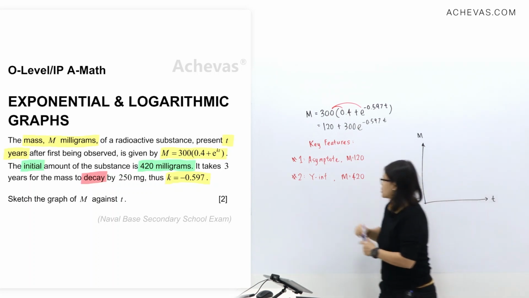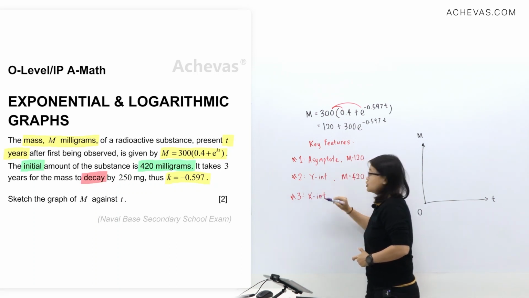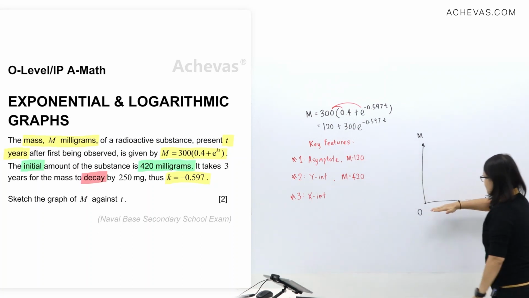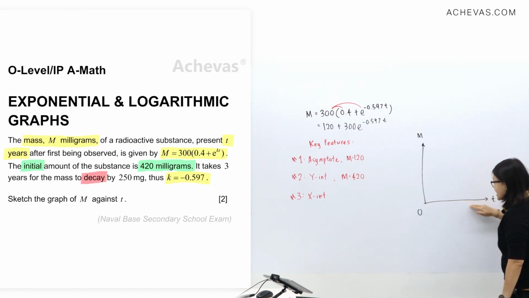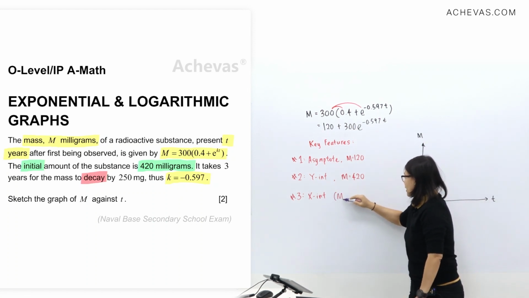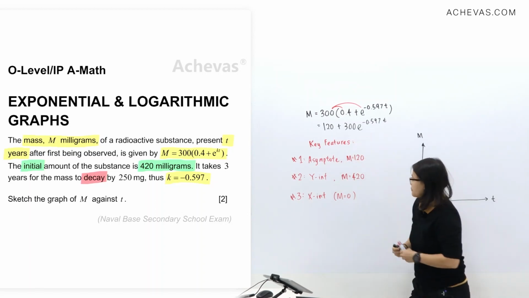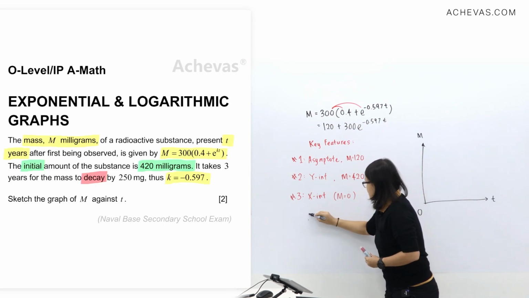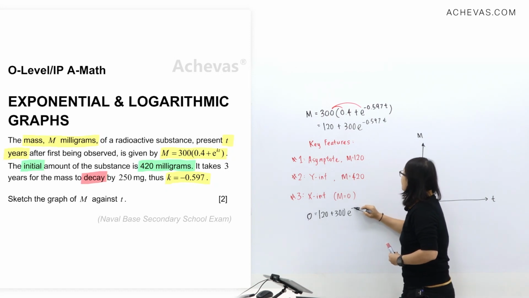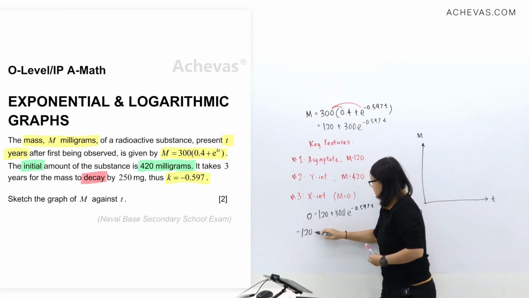Alright, now let's look at key feature number 3. For an exponential graph, sometimes you have it, sometimes you don't. This is the capital X-intercept. If you want to find the intercept, we're going to equate the opposite, which is m equals 0. So let's find out whether we will have a capital X-intercept. Take the equation over here and let me just equate: 0 equals 120 plus 300 e raised to the power negative 0.597t. Let me move 120 to the left.